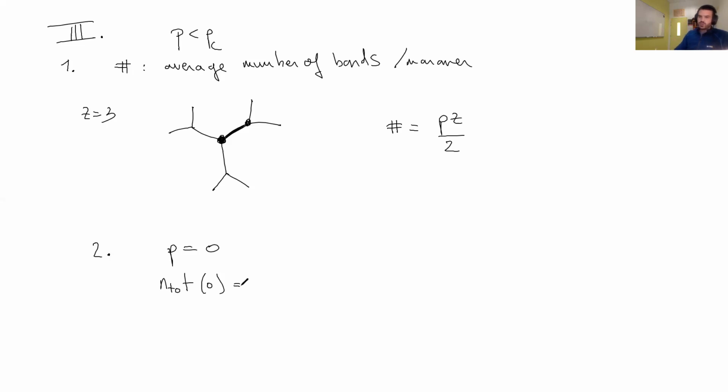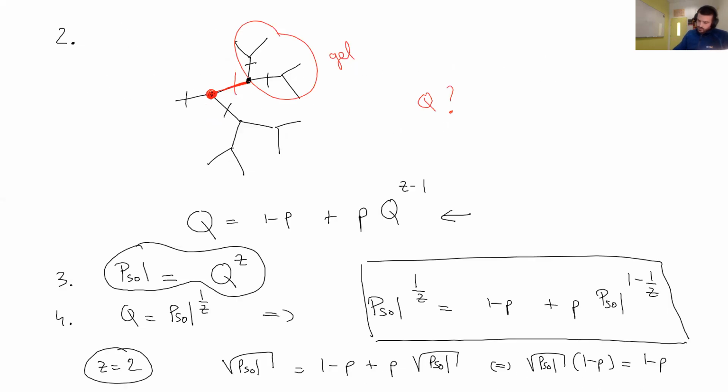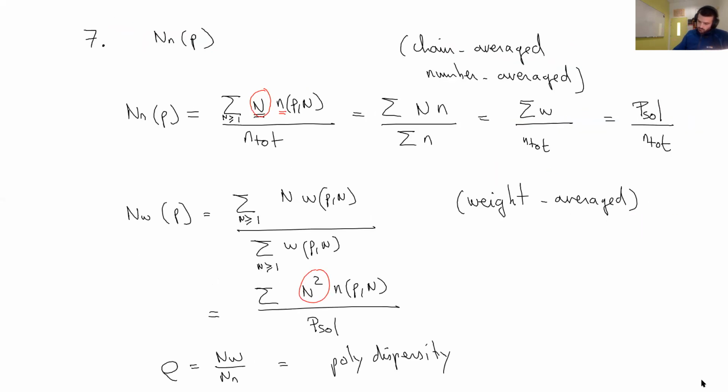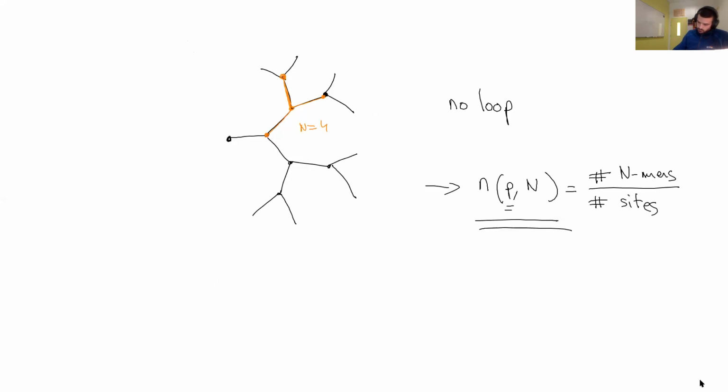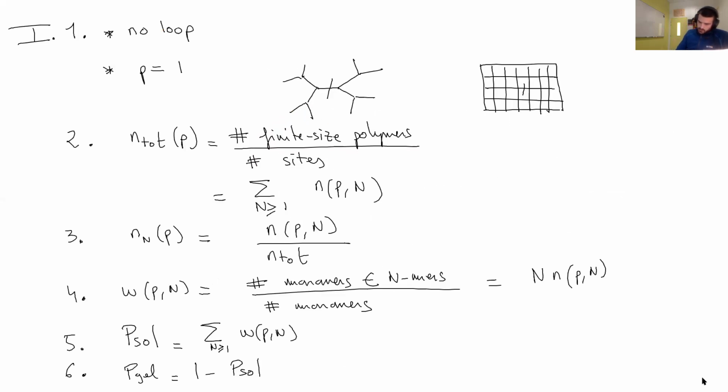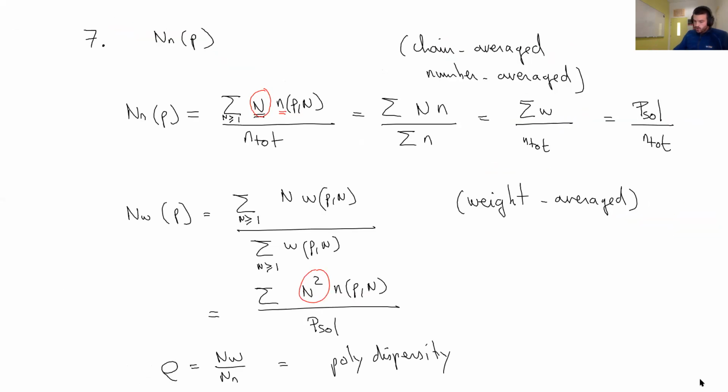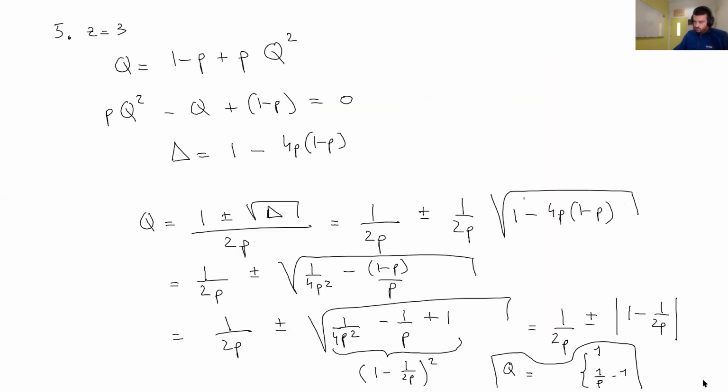So remember the definition of N tot, because here we have plenty of definitions. So N tot is here the number of finite size polymers per the number of monomers. But when P equals 0, the only finite size polymers I have are monomers. So N tot is the number of monomers divided by the number of monomers. Okay? So how many do I have? I have 1.